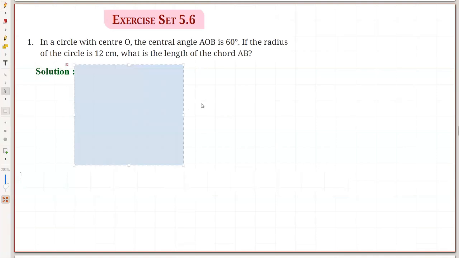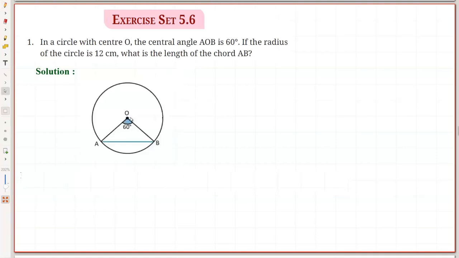Okay, here is the diagram. A circle with center O. AB is the chord and angle AOB is 60 degrees. And they have given the radius. Okay, the radius is given as 12 centimeters. Now this is radius 12 and this is also 12 centimeters. They are asking what is the length of the chord AB.